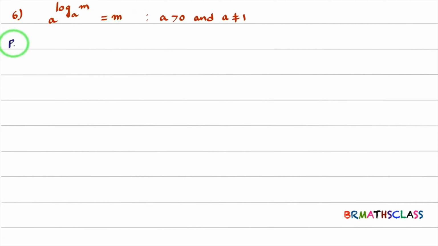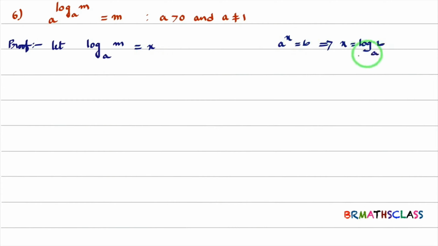First I'll prove this result. To prove this result, I'm taking log m base a as x. From the definition of logarithm, whenever you see a power x equal to b, you can write that x equal to log b base a. At the same time, whenever you see x equal to log b base a, then you can write a power x equal to b. So if I write this into exponent form, what can I write? Base power x. That means a power x equal to m.